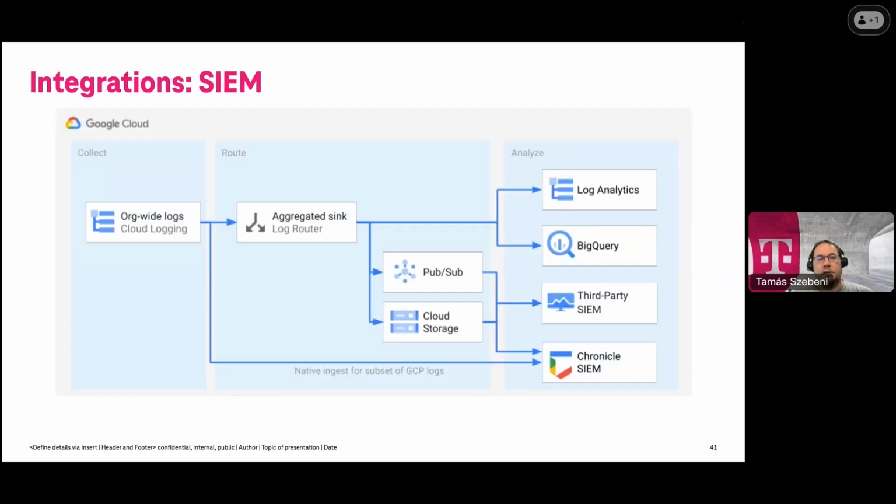So next topic is the SIEM integration. Usually we implement it with an aggregated sink on Log Router. That is a GCP native logging feature to capture all the organization-wide logs with specific filters from Google Cloud Platform. We set a destination to a Pub/Sub topic, and also we save it to Cloud Storage. And in some cases, we can also send it to BigQuery, so that with Log Analytics, with added BigQuery capabilities, it can be like a real-time system to search for the logs.